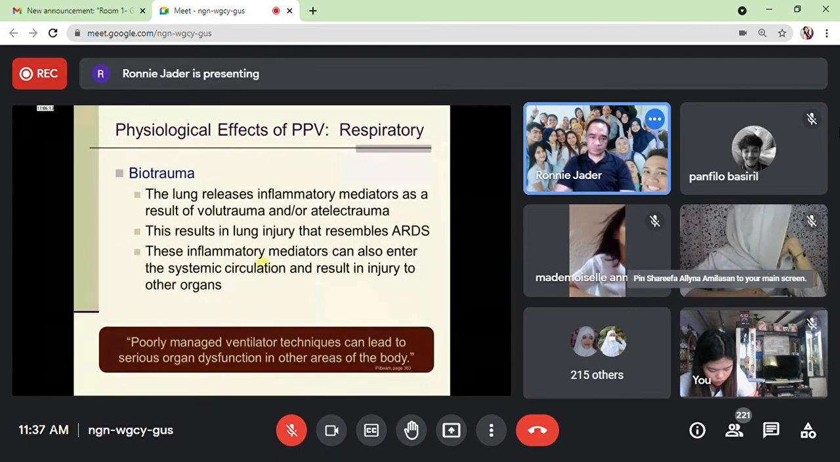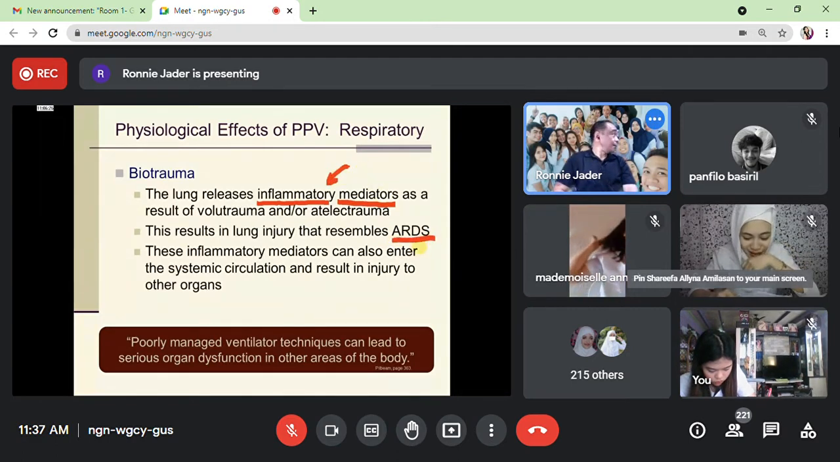Right? Biotrauma, this can occur when we get the body actually reacting and damaging the lungs themselves. So we get these inflammatory mediators. This can often be associated with ARDS, for example.